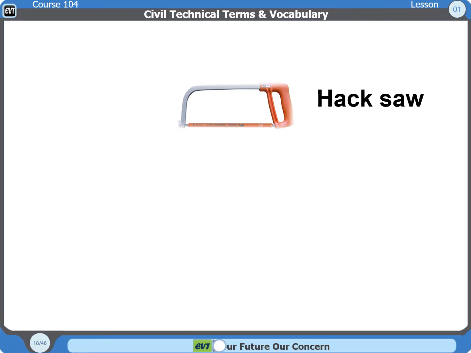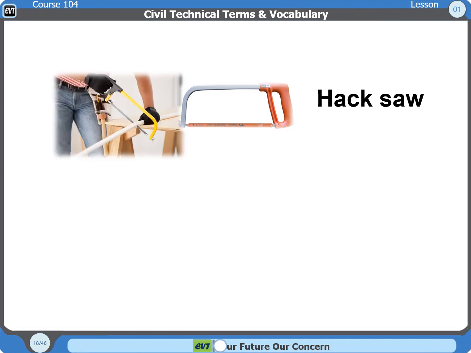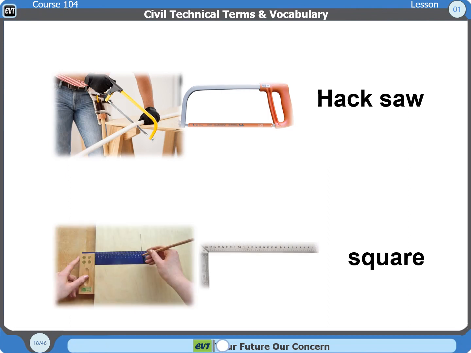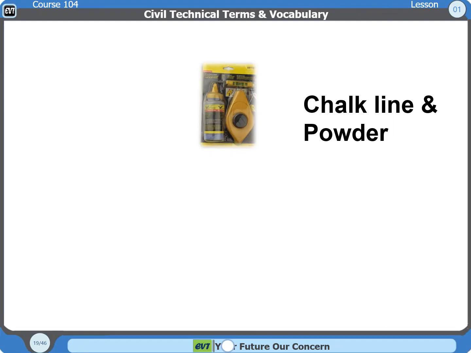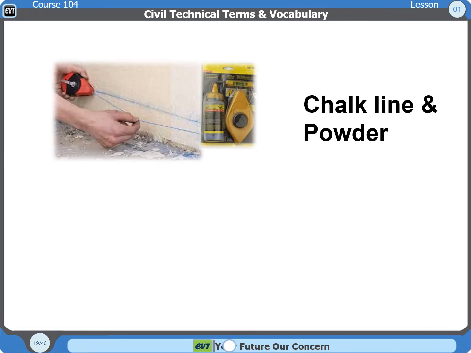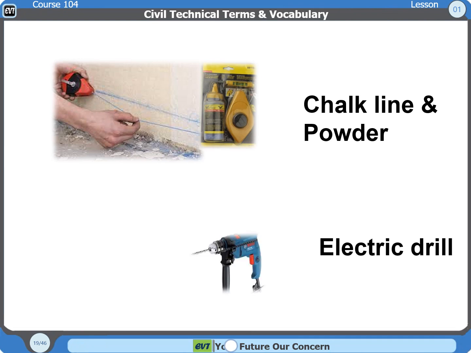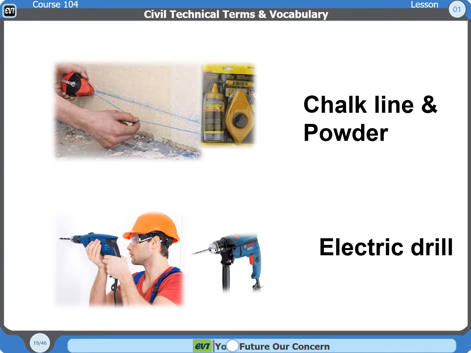We have hacksaw. Hacksaw used for cutting metal pipes, brackets. We have square. Square used to checking the correctness of right angles. We have chalk line and powder. Chalk line and powder used to mark straight guidelines on flat surfaces. We have electric drill. Electric drill used for making ground holes or driving fasteners.